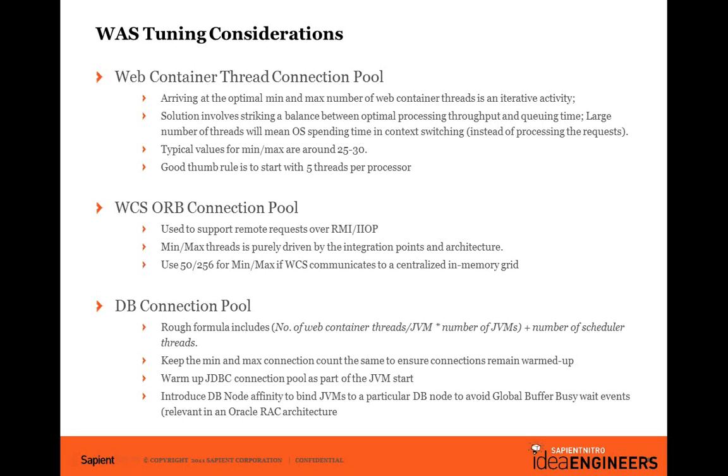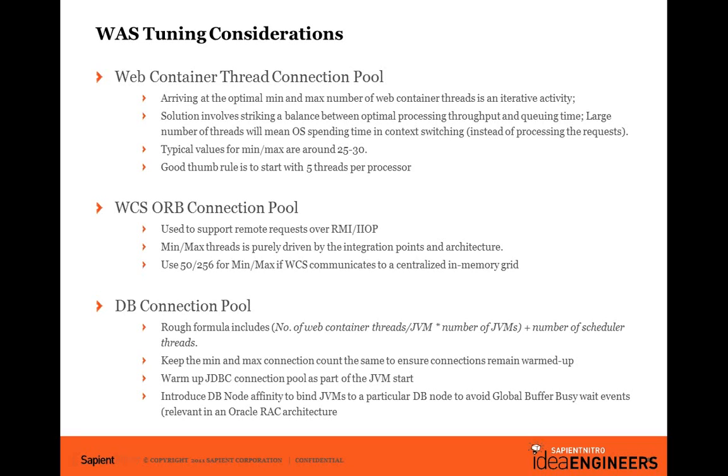That's simply not true. If you have too many web container threads, each CPU would be dealing with a large number of requests, and there will be more context switching than actually doing the job. So we need to arrive at the min and max of web container threads in a very iterative fashion. It depends on a lot of factors. How many CPUs do you have in your boxes? Are they dual core, quad core, single core? Do they even have hyper-threading? A lot of these would also play a role.